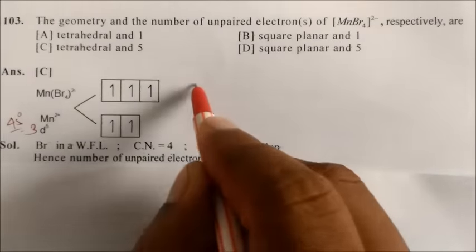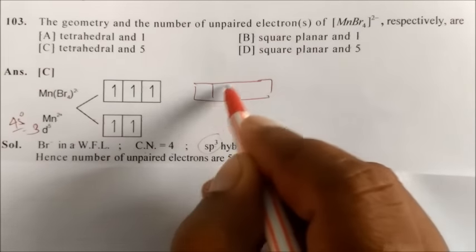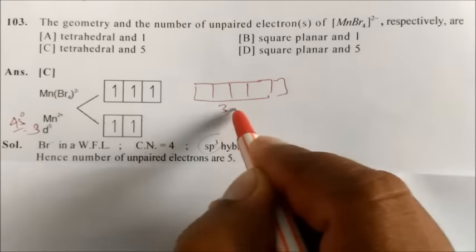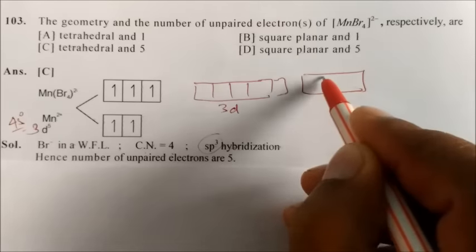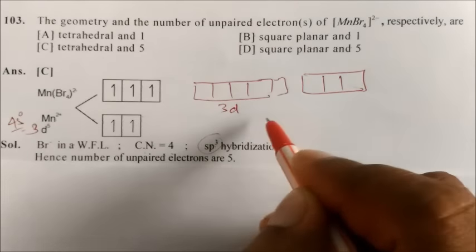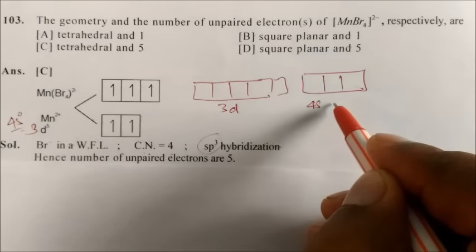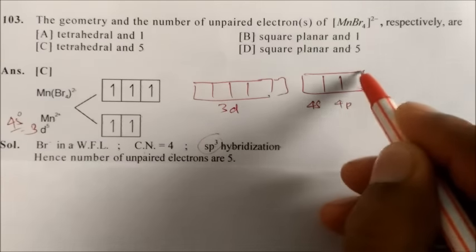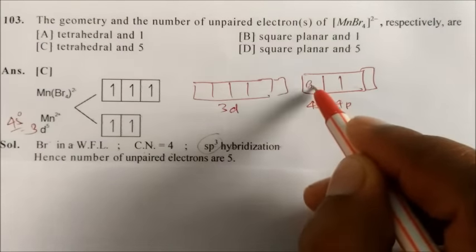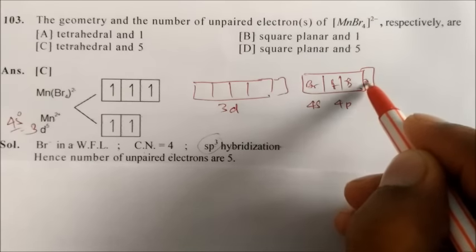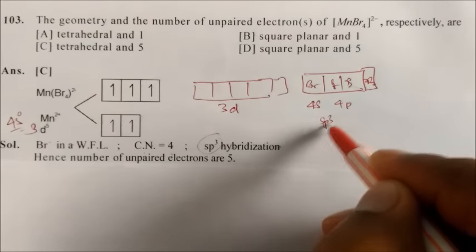So this is our d orbital, this is 3d, and then next is the 4s, and next will be a 4p. So there will be there. So this is filled by the bromine, again bromine, again bromine, again bromine. So it will be your sp3 hybridization.